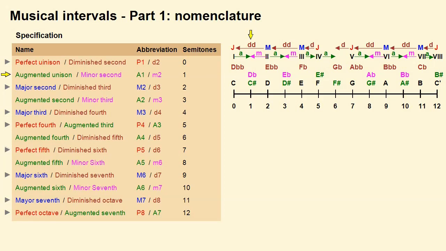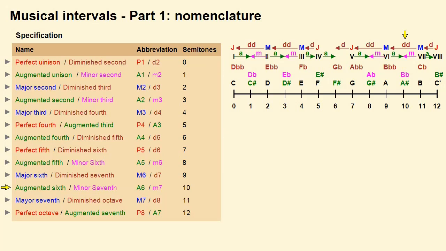The augmented unison interval, with an extension of 1 semitone. The augmented 2nd interval, with an extension of 3 semitones. The augmented 4th interval, with an extension of 6 semitones. The augmented 5th interval, with an extension of 8 semitones. The augmented 6th interval, with an extension of 10 semitones. With the augmented 6th interval, we have an interval for each of the 12 possible interval lengths over an octave.